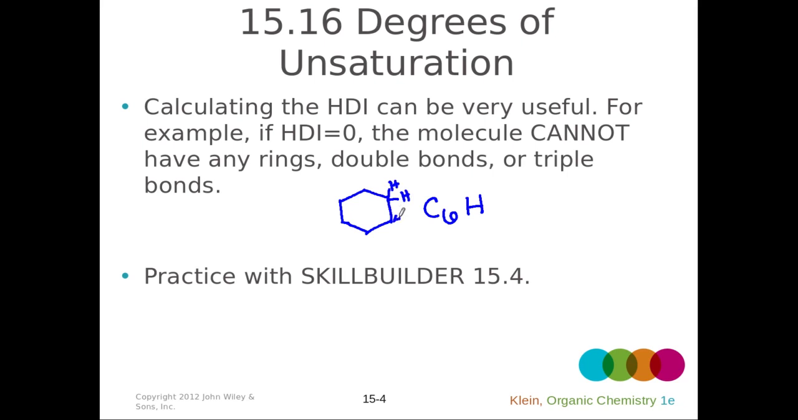So let's think about what a molecule with a ring would actually look like. So let's take, say, cyclohexane. So what would be our formula for cyclohexane? Well, we have 6 carbons, so that would be C6. And what about our hydrogens? Well, we have 2 hydrogens on each one of these carbons.